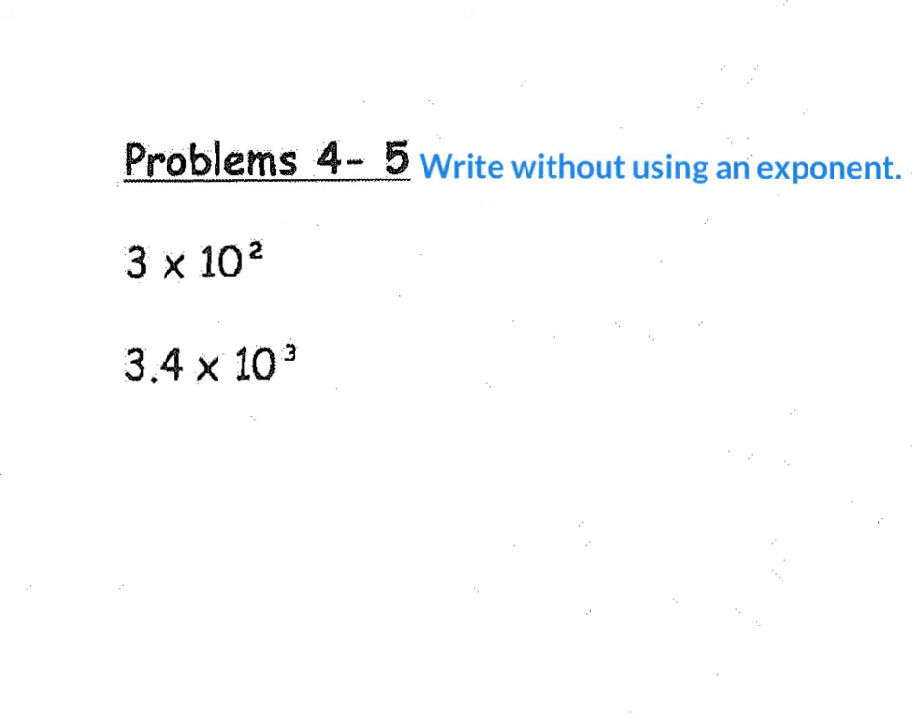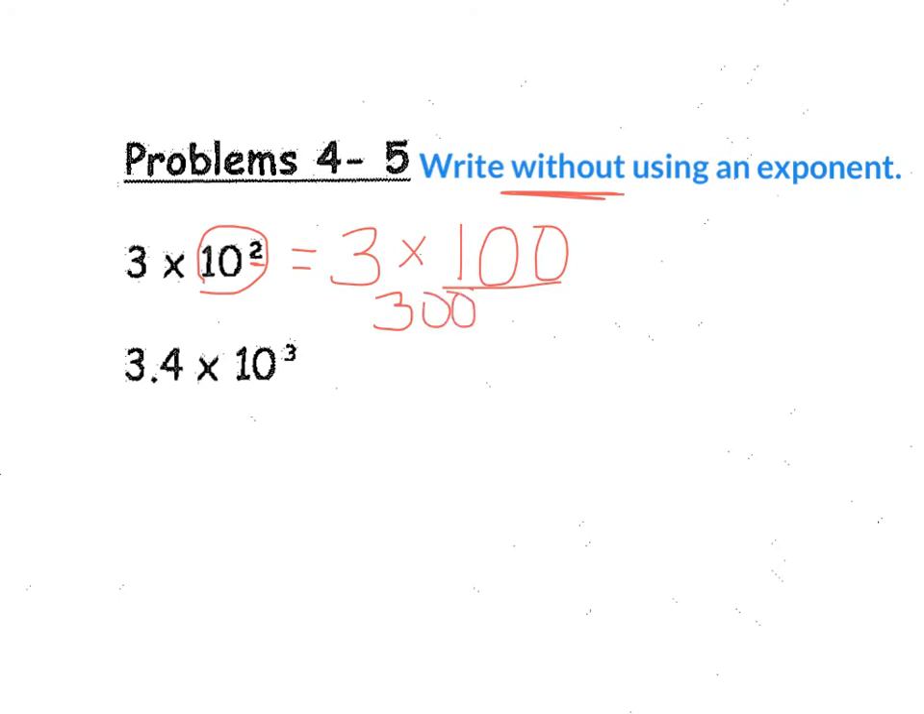For problems 4 and 5, we're going to write without using an exponent. So I have 3 times 10 to the 2nd power, so I'm changing that 10 to the 2nd power. So it would be equal to 3 times what? Well, I know I'm going to start with a 1 because that's a pattern I've noticed. And then I've got to look at that exponent. So how many zeros am I going to write? 2. So it's 100. So 3 times 10 to the 2nd power is equal to 3 times 100. So 3 times 100 is, I know this is shocking, 300.